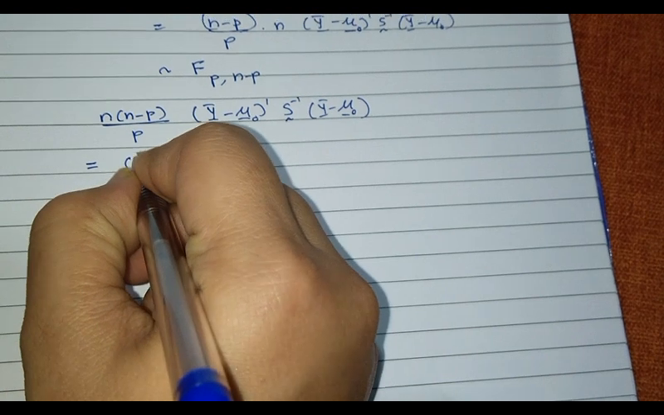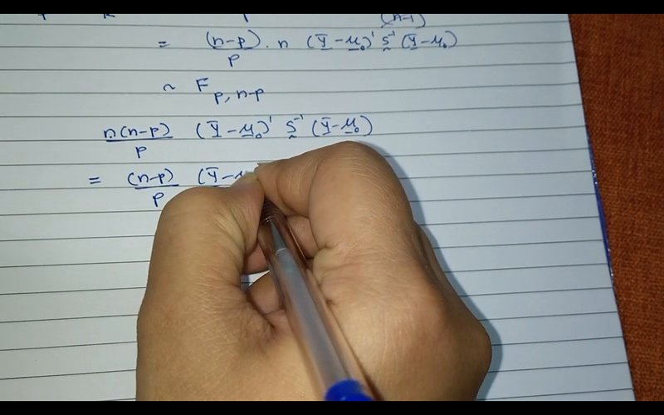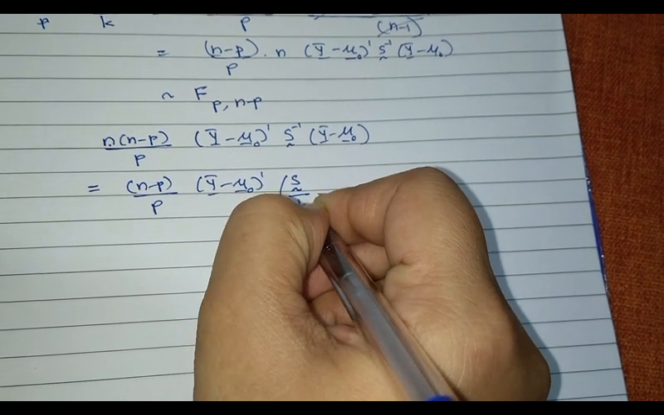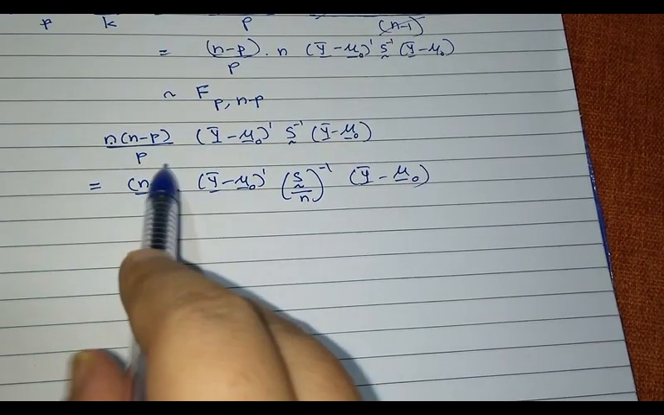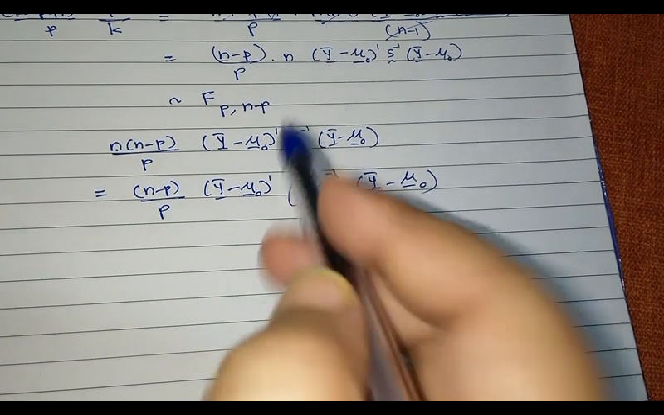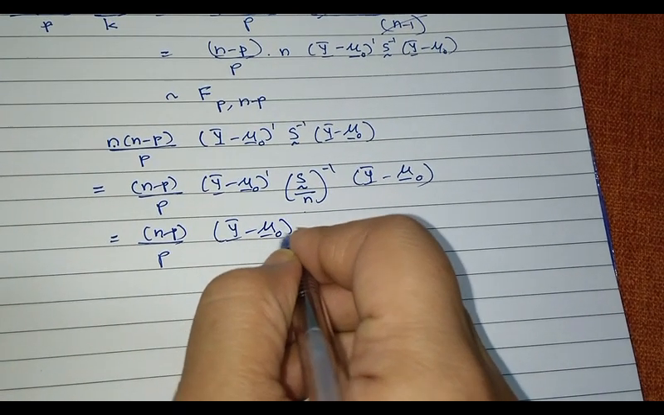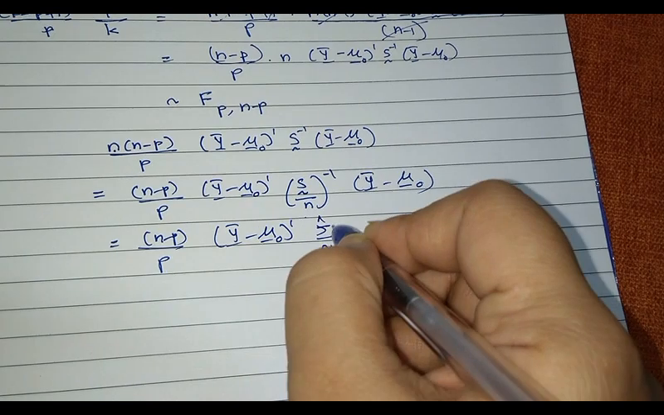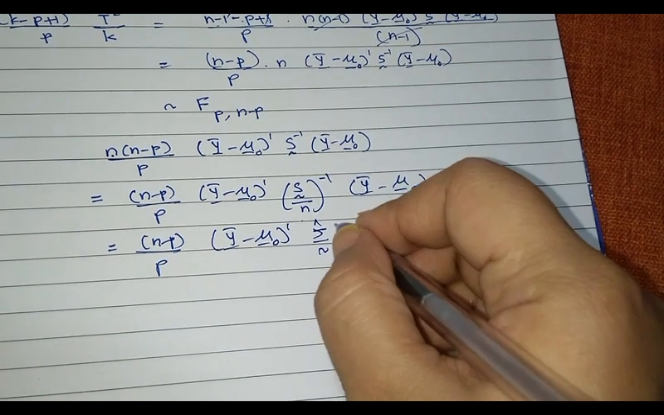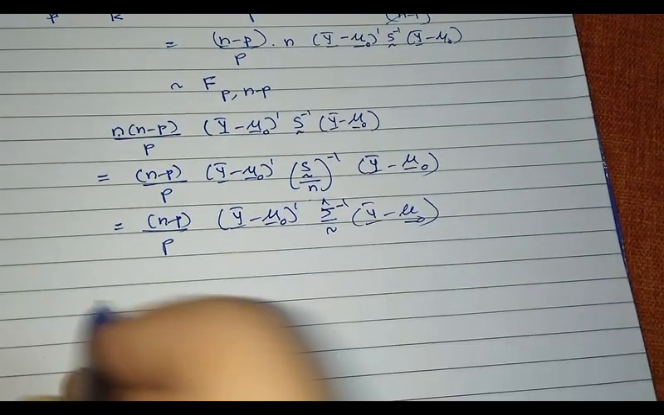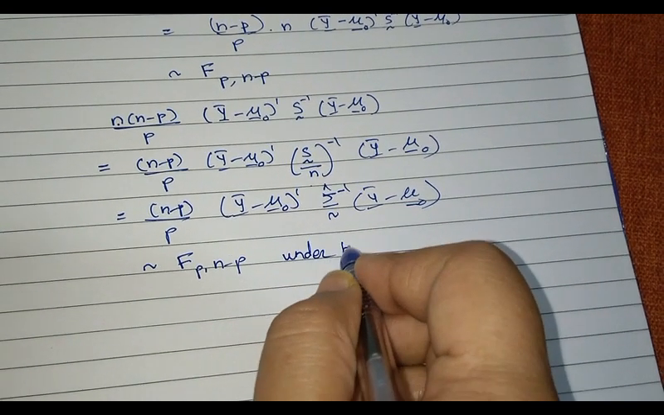If you want to simplify further, you can write this as n minus P upon P. This n can go here, so I can have y bar minus mu naught prime S by n inverse y bar minus mu naught, right? This n went to the denominator, so I have the inverse. So this is n minus P by P times y bar minus mu naught prime sigma hat inverse, but this sigma hat is not under H naught. This is CSSP, so overall MLE sigma hat inverse, of course, times y bar minus mu naught, and this we know follows F with P, n minus P under H naught.